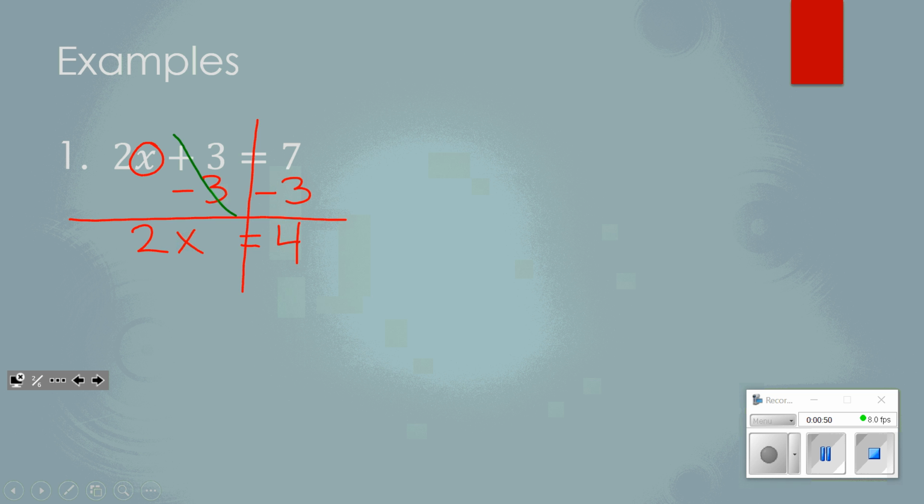Now we have 2 times x equals 4, and so the inverse operation of multiplication is division. So we're going to divide both sides by using a fraction bar. Divide both sides by whatever is with the variable, which is a 2. So divide by 2, divide by 2. Pick up your cancel pen, cancel the 2's. So we are left with x equals 4 divided by 2 is 2.